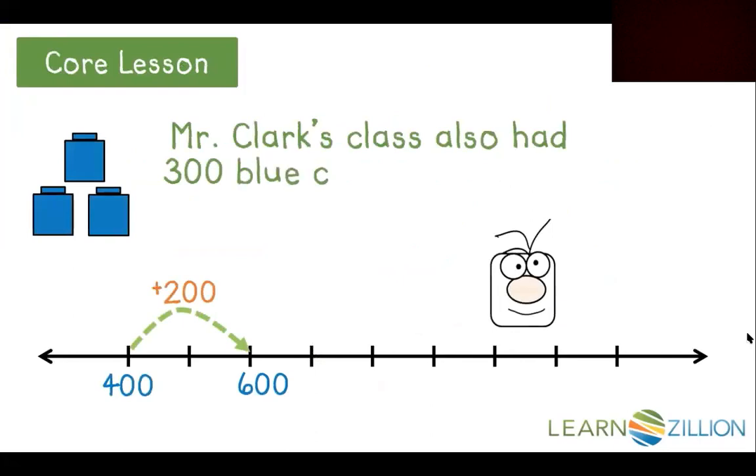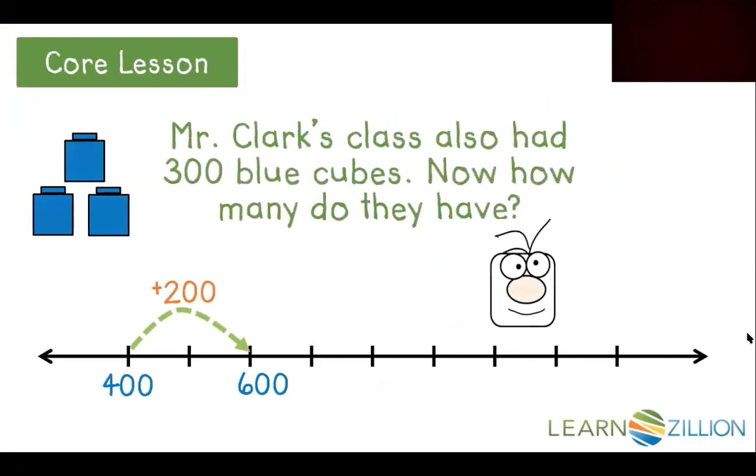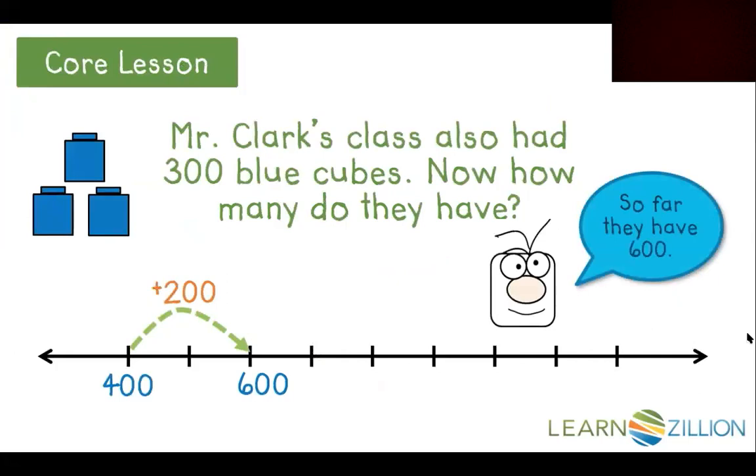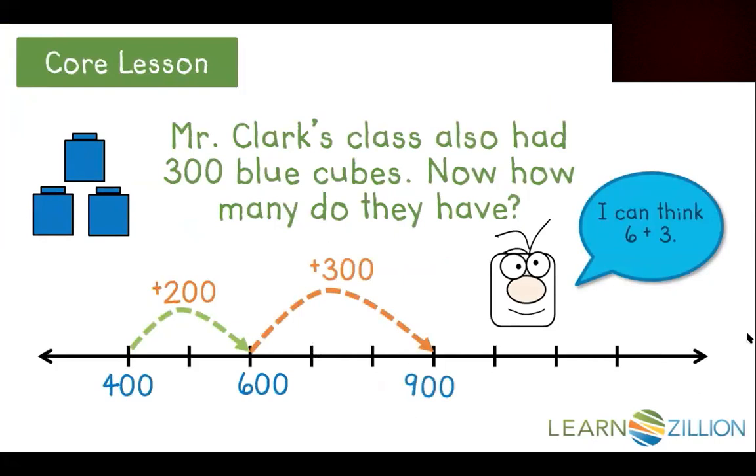Mr. Clark's class also had 300 blue cubes. Now how many do they have? So far they have 600. I can think 6 plus 3. 6 plus 3 equals 9, so 600 plus 300 equals 900.